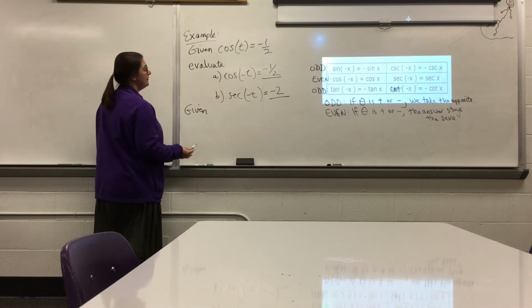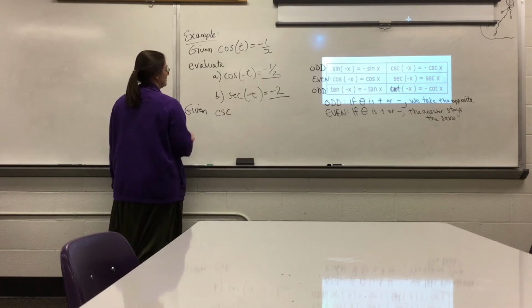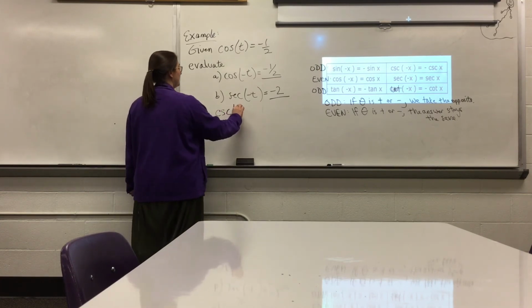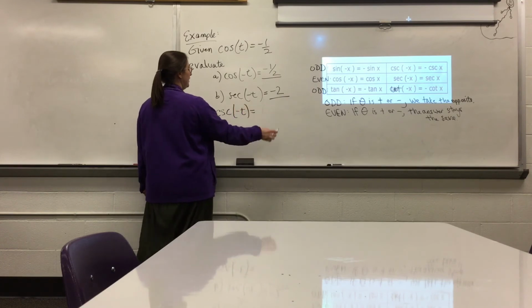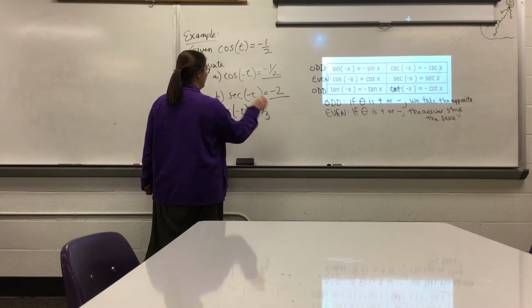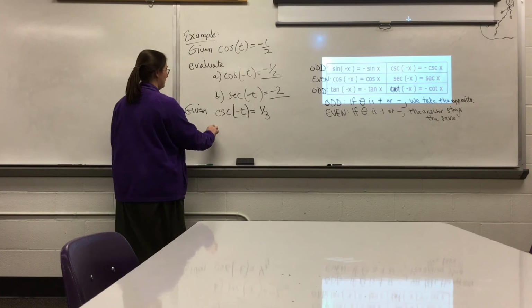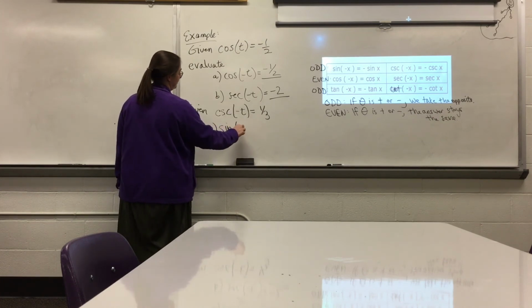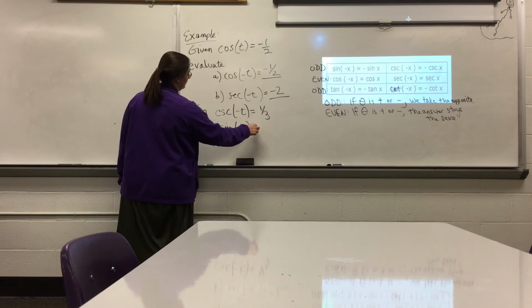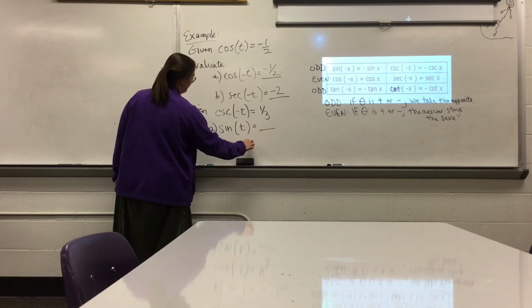So let's say, given that the cosecant of negative t equals 1/3. So given that the cosecant of negative t is 1/3, what is the sine of t? And what is the sine of negative t?